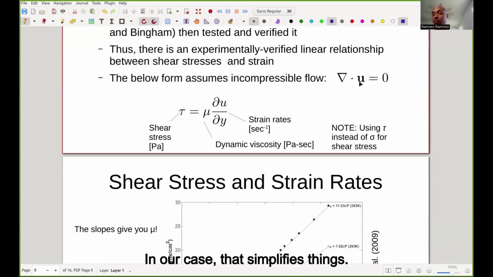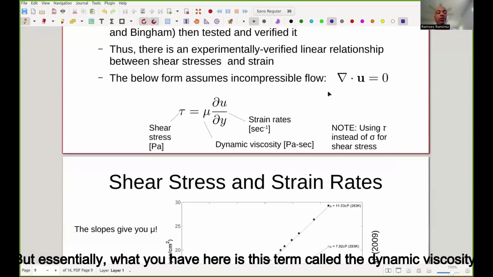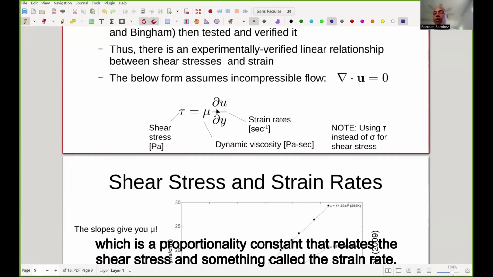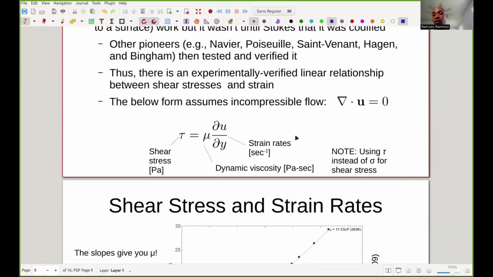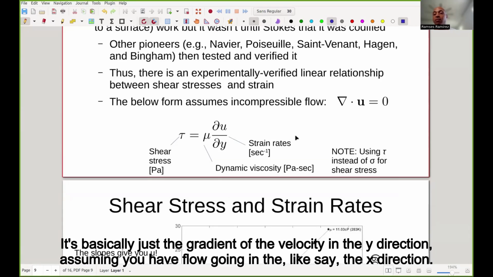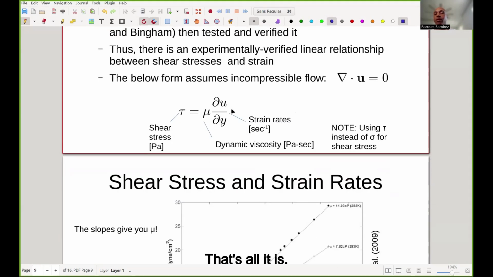In our case, that simplifies things. But essentially, what you have here is this term called the dynamic viscosity, which is a proportionality constant that relates the shear stress and something called the strain rate. It's basically just the gradient of the velocity in the y direction, assuming you have flow going in, say, the x direction. That's all it is.